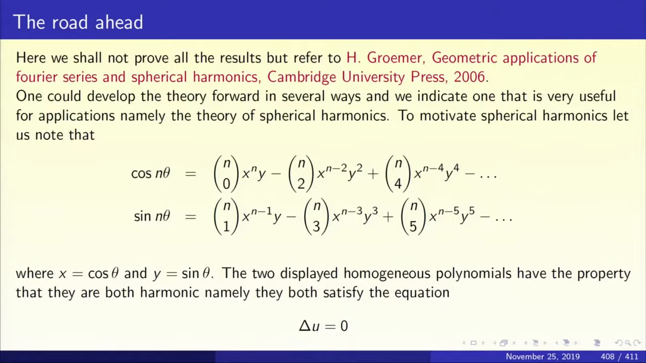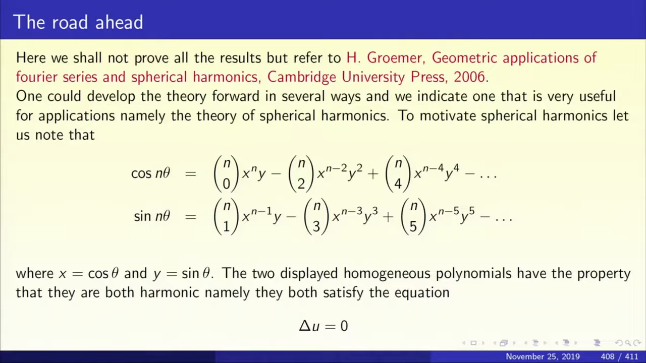To motivate spherical harmonics, let us start with the familiar identities. Cos n theta equals n choose 0 x to the power n minus n choose 2 x to the power n minus 2 y squared plus n choose 4 x to the power n minus 4 y to the power 4, etc. Sin n theta is n choose 1 x to the power n minus 1 y minus n choose 3 x to the power n minus 3 y cubed plus n choose 5 x to the power n minus 5 y to the power 5 minus, etc., where x is cos theta and y is sin theta.